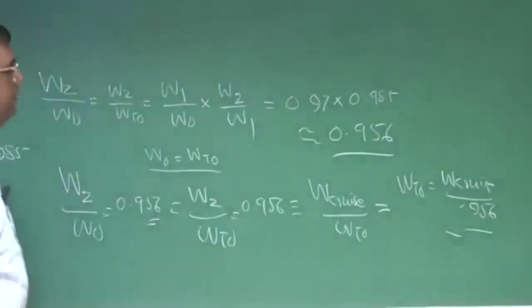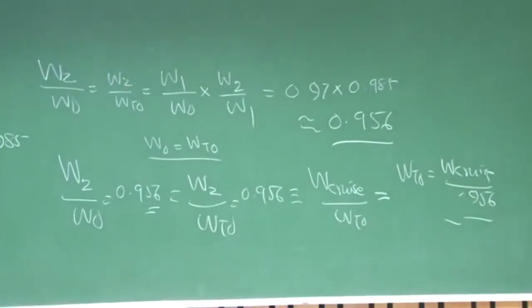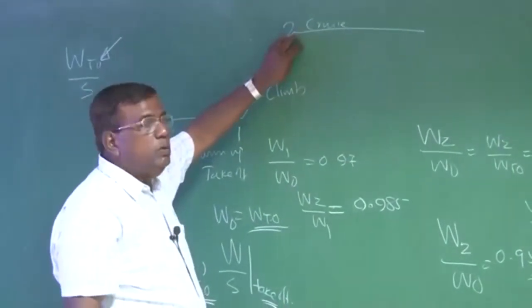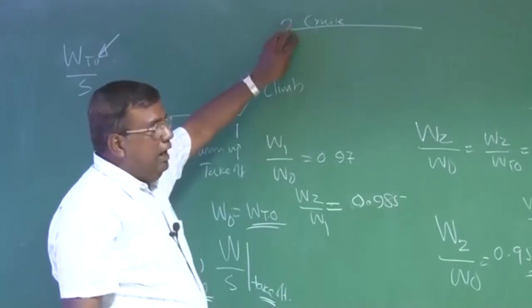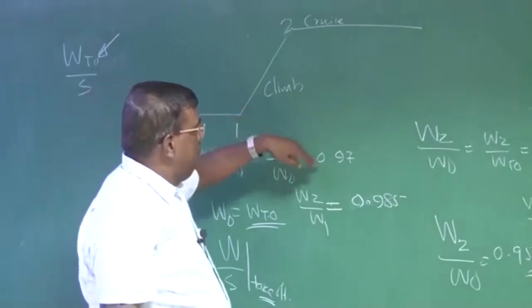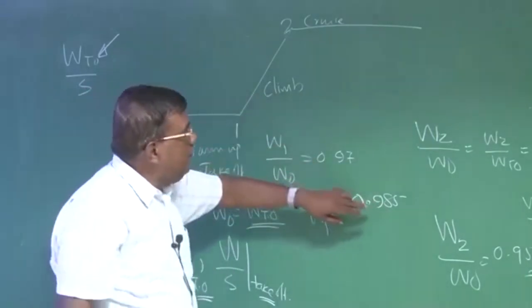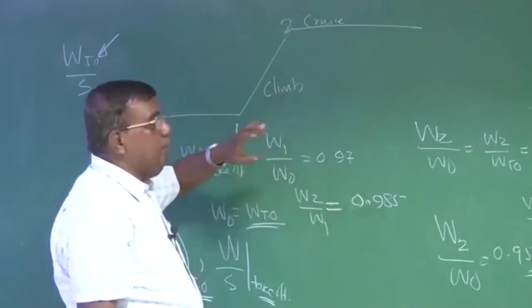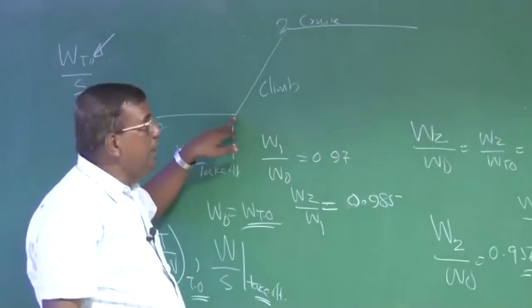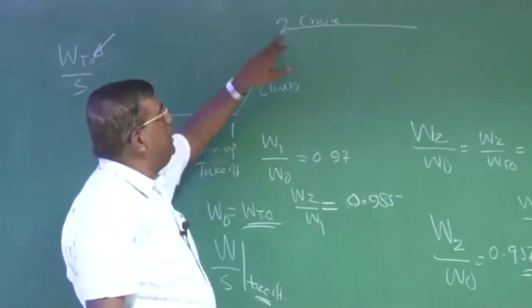So this is a general common mistake we make in the class, and this is not just a numerical mistake. That's why I am stressing it. When you are designing an airplane, these points, say 0.2, will tell you at the start of the cruise, it is expected to have W2 by W1 of 0.985, that means 1 minus 0.985, whatever number comes, that much into whatever weight the airplane had. If I multiply, I'll get the weight at cruise.